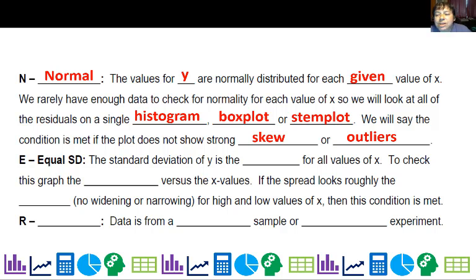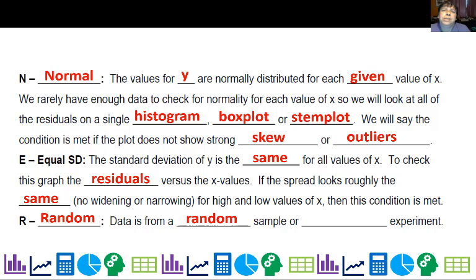E stands for equal standard deviation. That is that the standard deviation of y is the same for all values of x. And to check this, you can graph the residuals versus the x values, and I'll show you that. If the spread looks roughly the same, no widening or narrowing for high and low values of x, then this condition is met. And finally, R stands for random. Data is from a random sample or a well-designed randomized experiment.